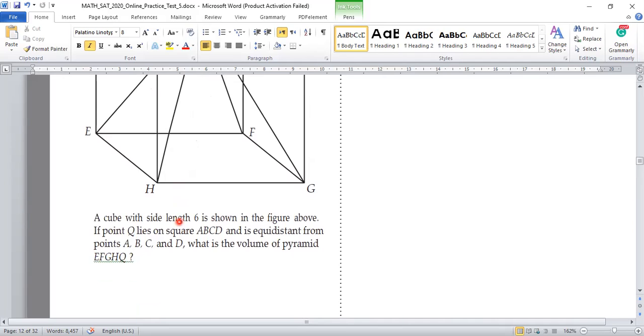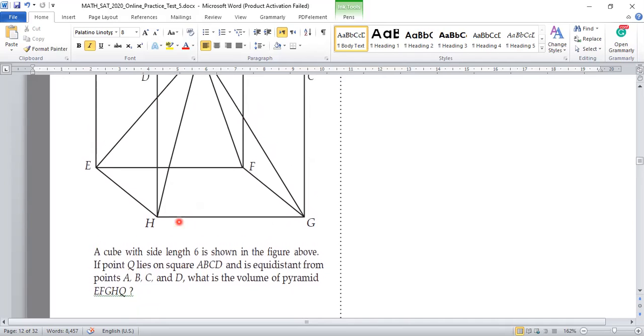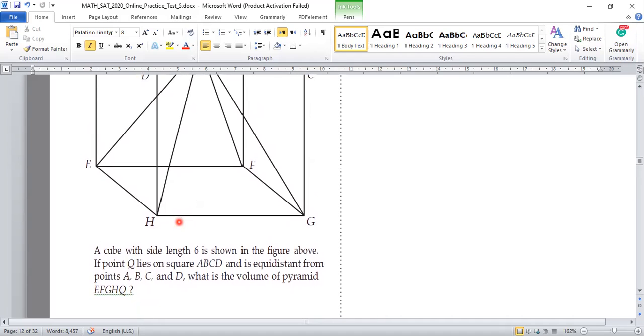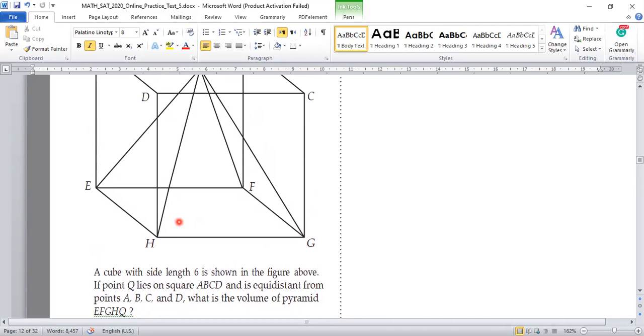A cube with side length 6 is shown. Side length 6 means the height, the width, and each and every side is 6. In the figure above, if point Q lies on square ABCD and is equidistant from points A, B, C and D, what is the volume of the pyramid?